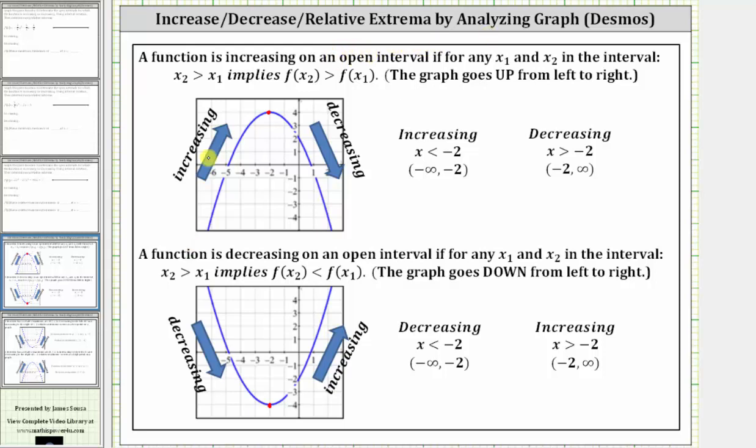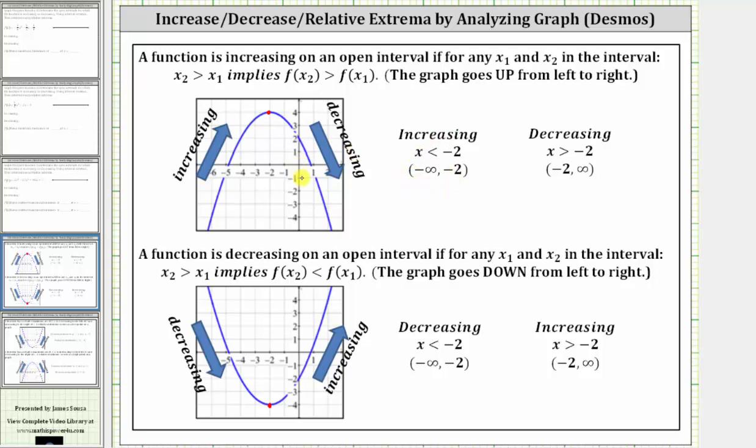If the graph is going uphill from left to right, the function is increasing. If the graph is going downhill from left to right, the function is decreasing. So looking at this first graph from left to right, notice how the graph goes uphill until we reach the x value of -2, and then to the right of -2, the graph goes downhill, and therefore the function is decreasing. So we can say the function is increasing when x is less than -2, or using interval notation, the function is increasing over the open interval from -infinity to -2.